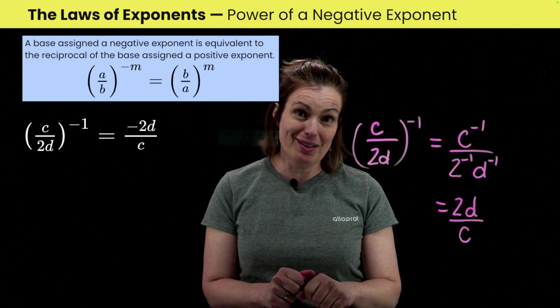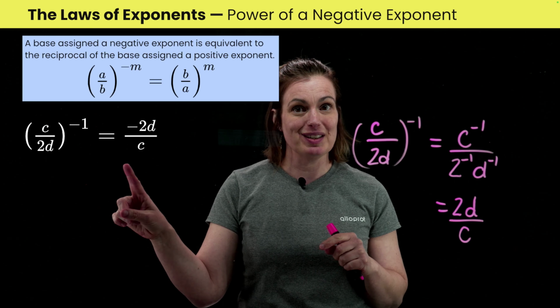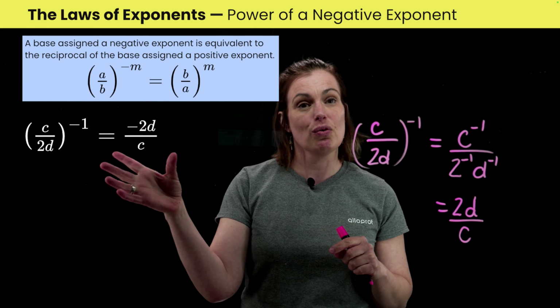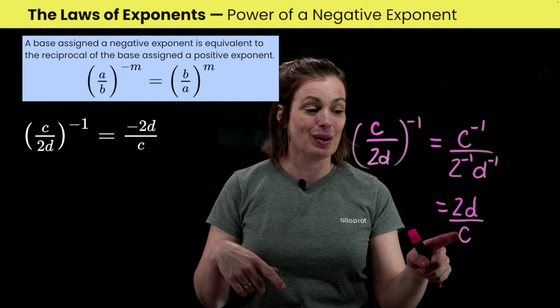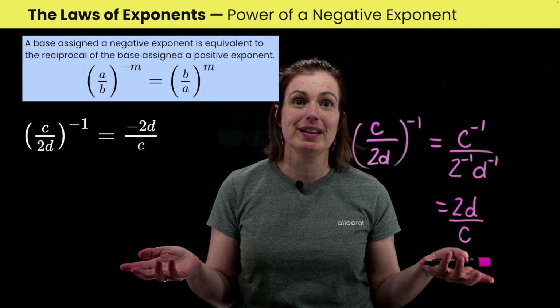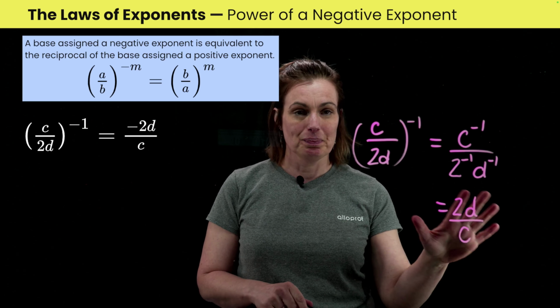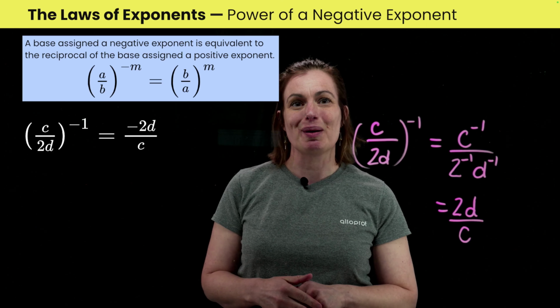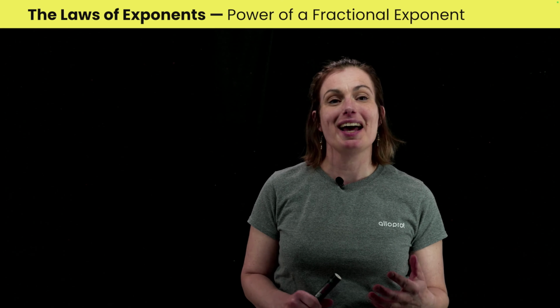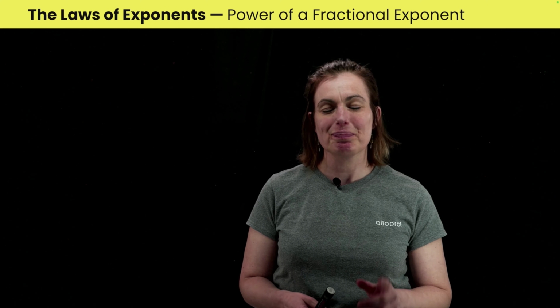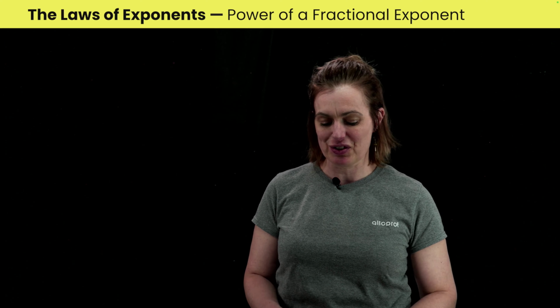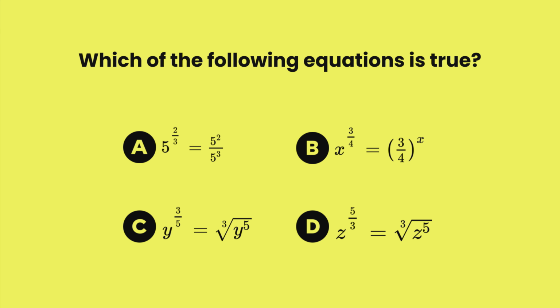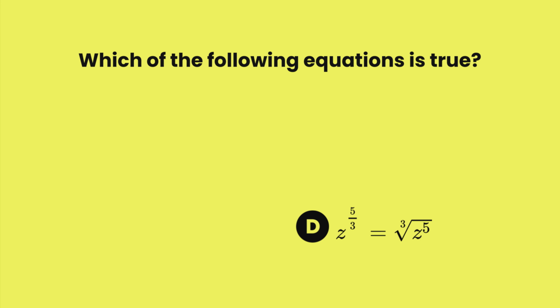You'll also notice that the real problem with what was said over here is that we had a -2 in our answer. And we don't have a negative anywhere in this answer. So this is the correct answer to our original problem. Let's take a look at a power of a fractional exponent now. Before we go any further, I have another question for you guys. Which of the following equations is true? If you answered D, you're correct.